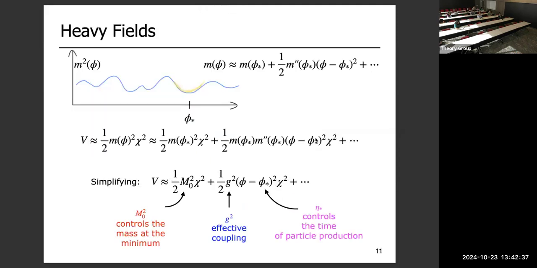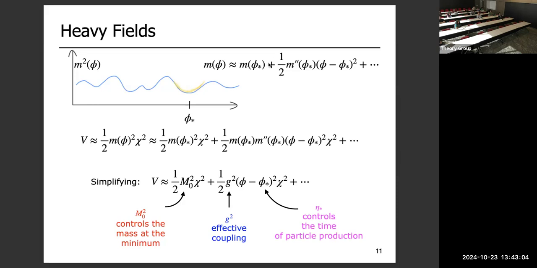So let's just try to model that in a very simple way. Again, I have that figure. Now I have a scenario where the particle mass changes as a function of the inflaton field, but then there is some field value phi star around which the mass passes through a minimum. And that means you can do a simple scalar expansion of the effective mass around this point phi star.